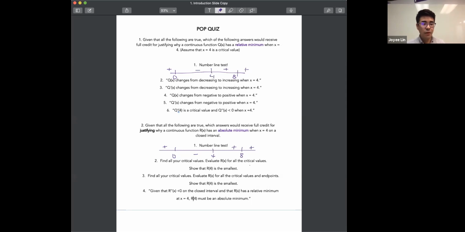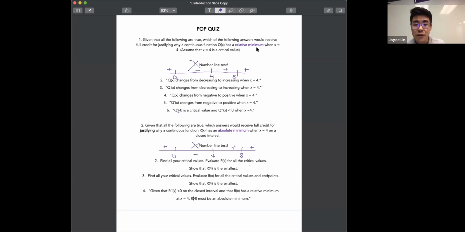Five, four, three, two, one. Okay. So I did this kind of as a trick, I don't know if it's a trick or not, but a number line test is not justifiable for either type of question. You can use a number line test to help you, but they will not award you any credit for drawing a number line anywhere on your tests.